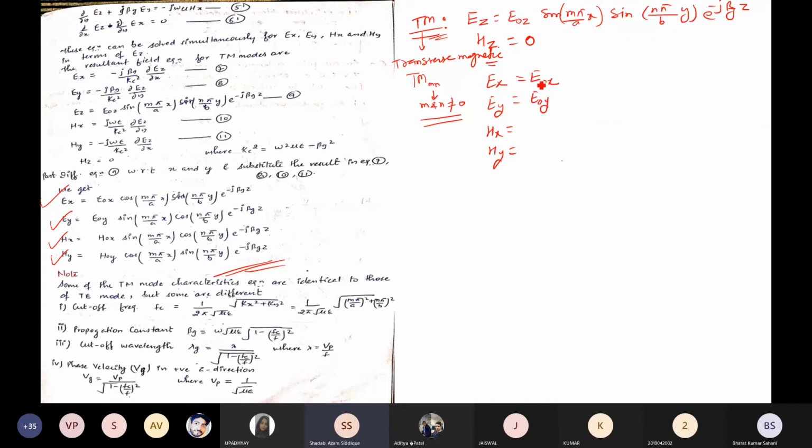Okay, and E naught x, I'm writing the x component. So for the x component, you just differentiate the x value, the x sinusoidal term. You keep the y term as it is, the z term as it is. The z term will not be disturbed, because it is propagating in the z direction. It can be disturbed only if the direction of propagation is changed.